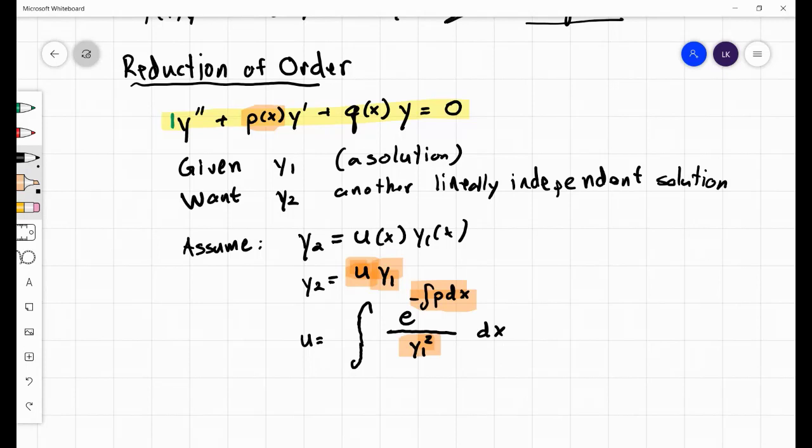Okay. So let's just go through the mechanics of this procedure first with a problem, and then backtrack and try to derive this formula.